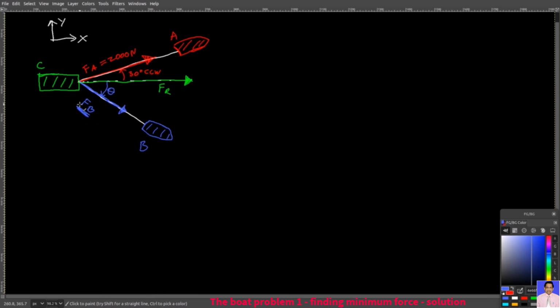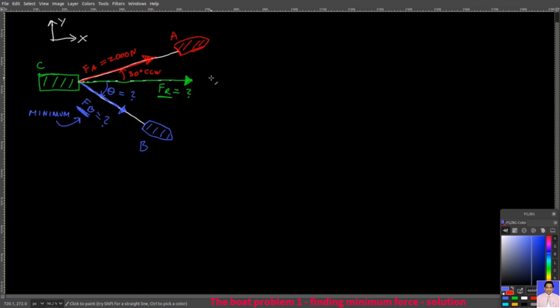And so your task is to find FB, theta, and FR so that FR would point in the positive x direction and so that FB would be minimum. So what would be FR, theta, and FB if your job is to minimize FB and the boat needs to move in the positive x direction? Again, try it out yourself first, and then I'll show you how I did it.